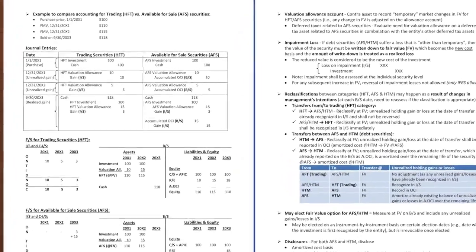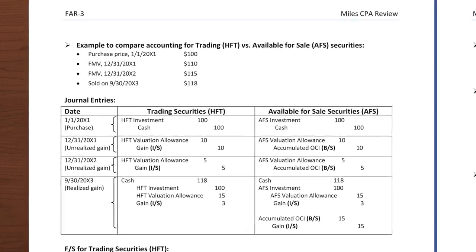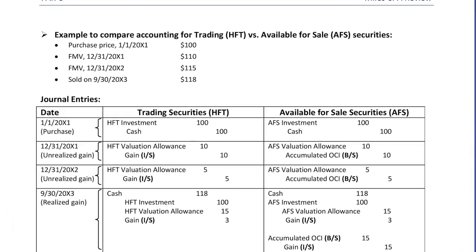Turn on to page 10, where we've got an elaborate example to compare the accounting for trading securities versus available for sale securities. So let's look at the data points that we have here. The purchase price of the debt security on 1st Jan year 1 is $100. The fair value as of 31st December year 1 is $110. And the investor has not yet sold off the security. So draw arrows and write $10 unrealized gain.